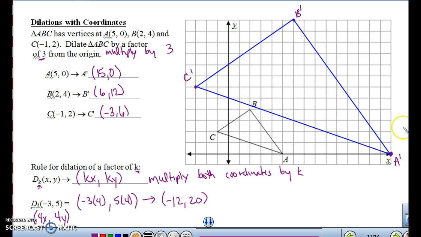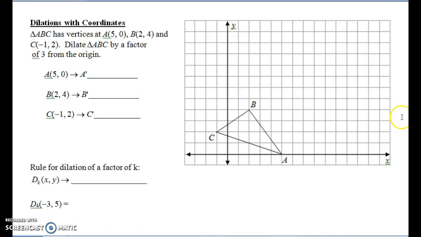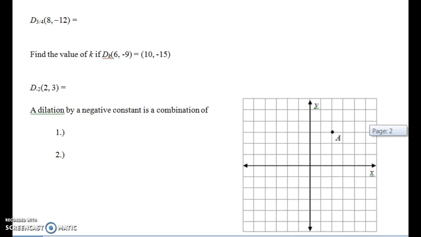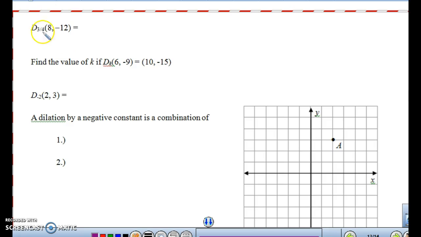Now, what if we had D of 3/4 of (8, -12)? All right, your dilation factor is going to be 3/4. So that means this would be 8 times 3/4, and then -12 times 3/4. 8 times 3/4 is 6. -12 times 3/4 is -9. Multiply each coordinate by 3/4. And notice this is going to be closer to the center of dilation.